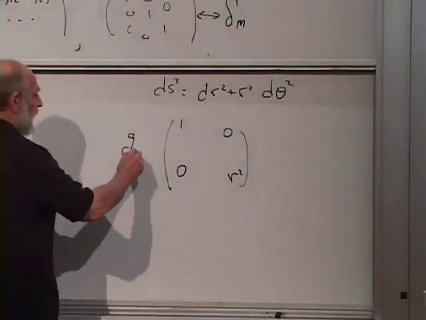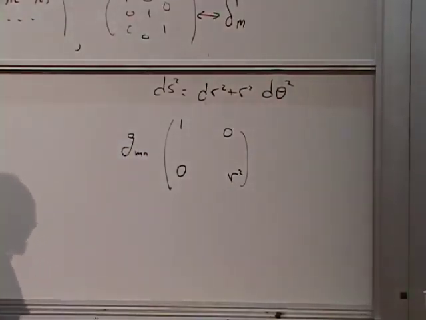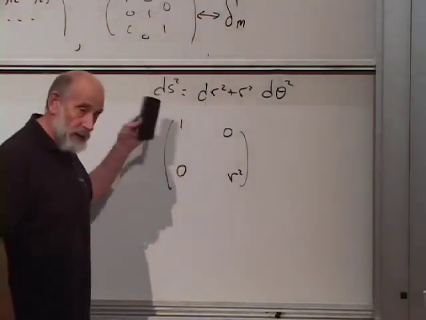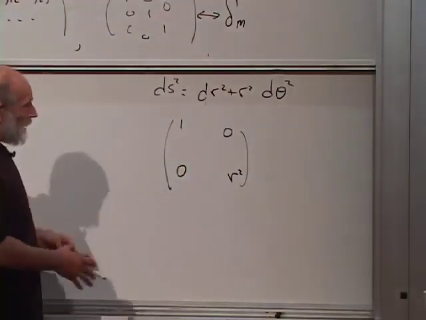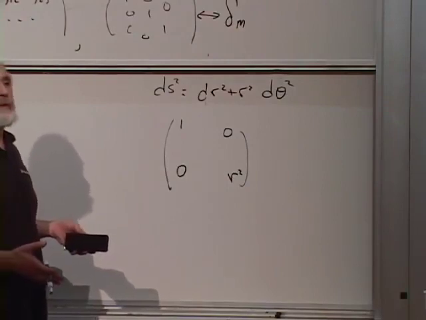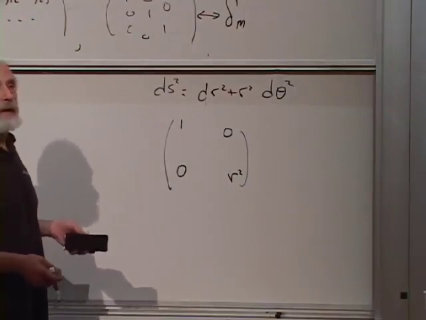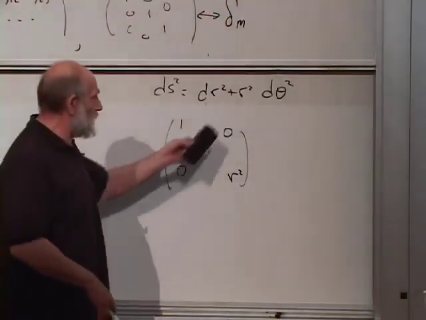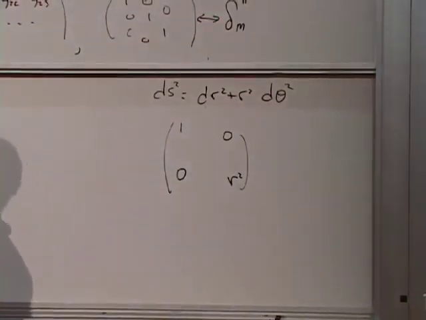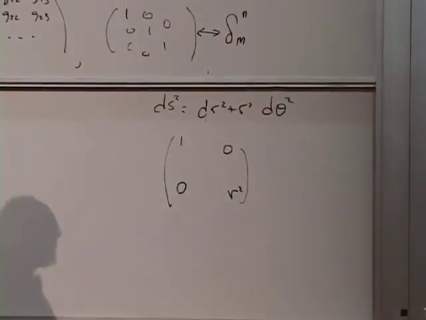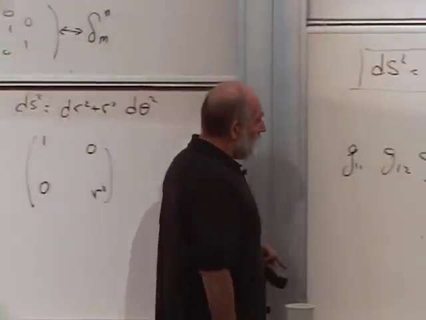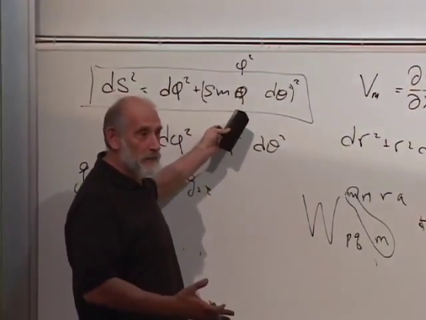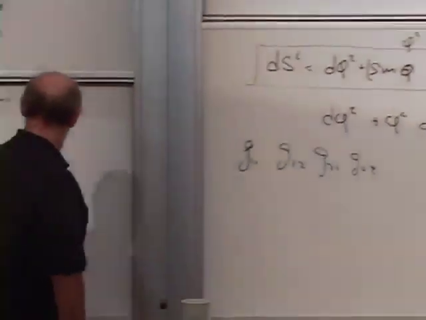This is GMN. What about its inverse? Its inverse in this case is very simple. When you have a diagonal matrix, its inverse. I was wondering whether it was r squared or r. It is r squared. You don't square G. The components of the metric are already squared lengths. They already correspond to squared lengths.